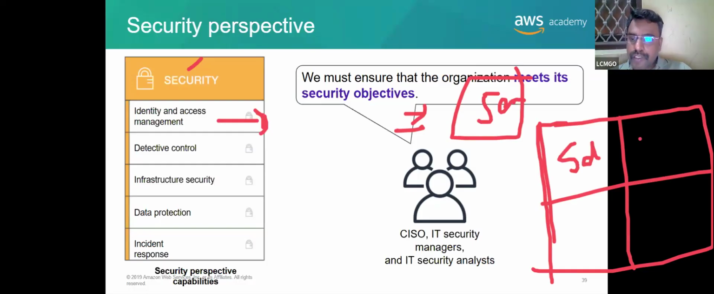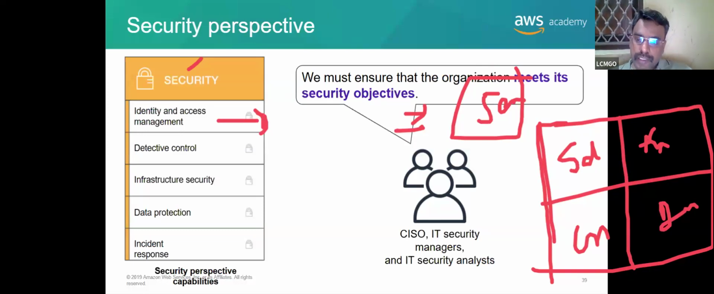Now a sales folder is there, and a finance folder is there. Then operations is there. Development is there. Now, will you provide the sales folder access to the developers? Will you give access?